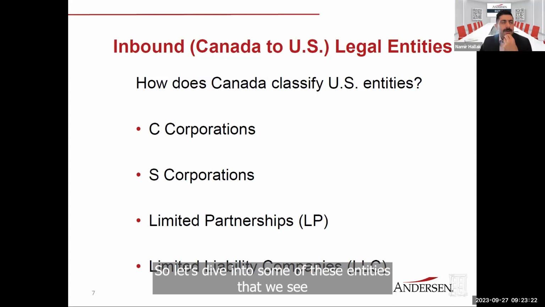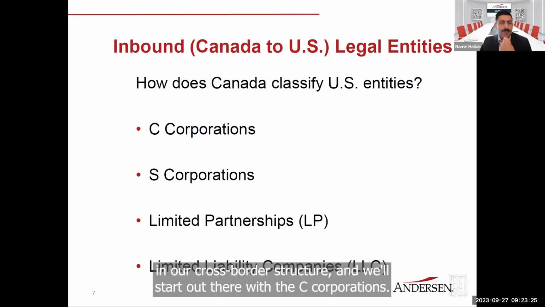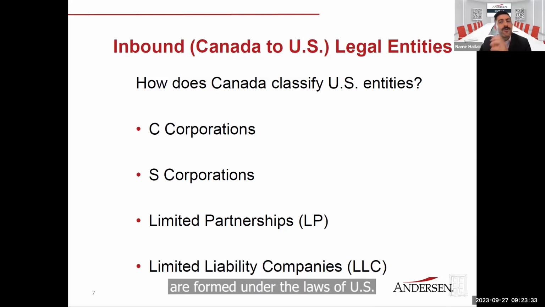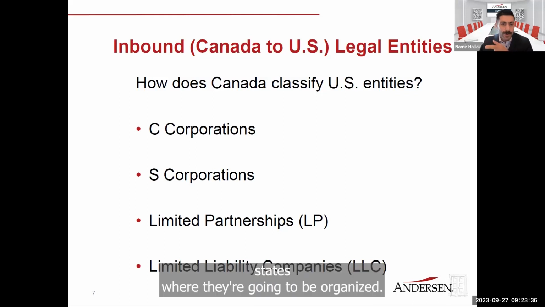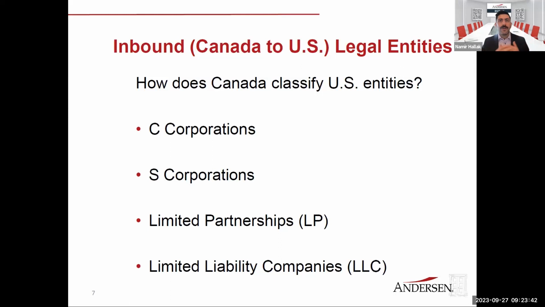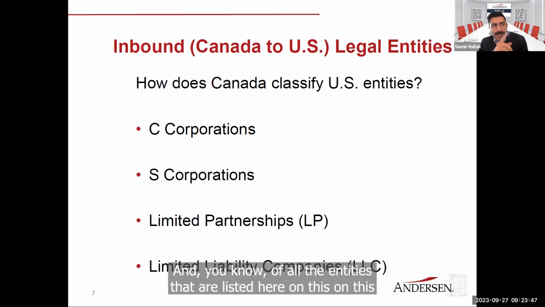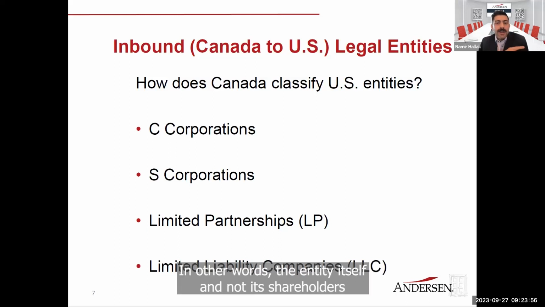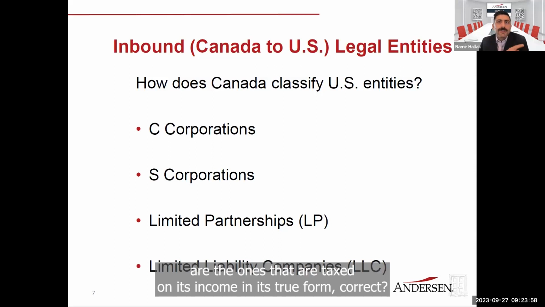So let's dive into some of these entities that come up quite regularly in our cross-border structuring. We'll start with C corporations. C corporations in the US are formed under the laws of the US states where they're organized. Generally, that means shareholders have limited liability. They're not liable for any of the corporation's debts. Of all the entities listed on this slide, C corps are the only one that's actually a taxable entity. In other words, the entity itself and not its shareholders are the ones taxed on its income, in its true form.